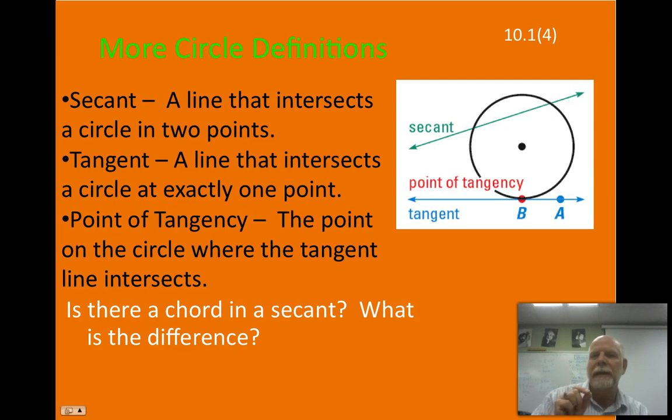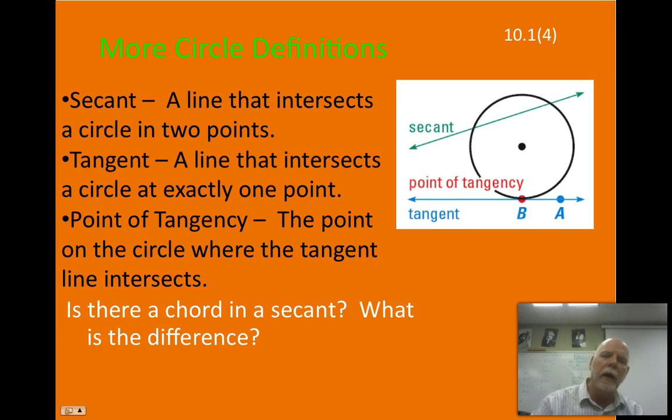So a secant is a line that passes all the way through a circle, hits it in two places. Okay? A chord is a line segment whose endpoints are on the circle. So basically a chord is part of a secant. A chord is the line segment that starts at the circle and ends at the circle. The secant goes all the way through the circle.